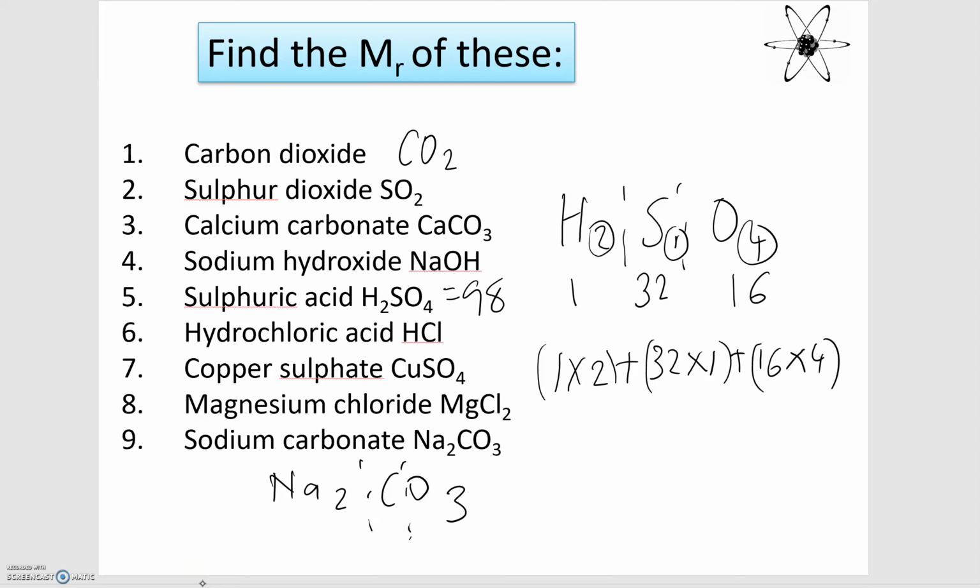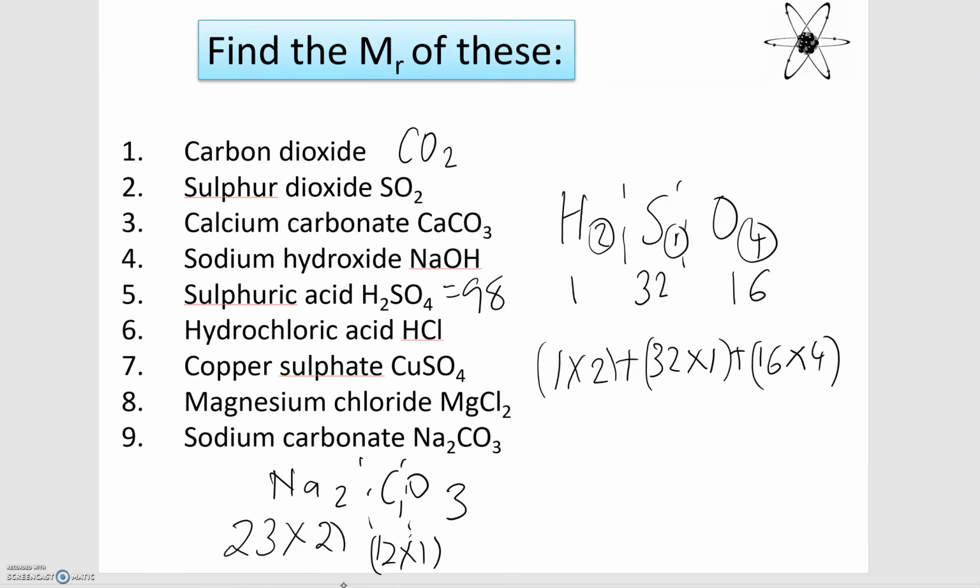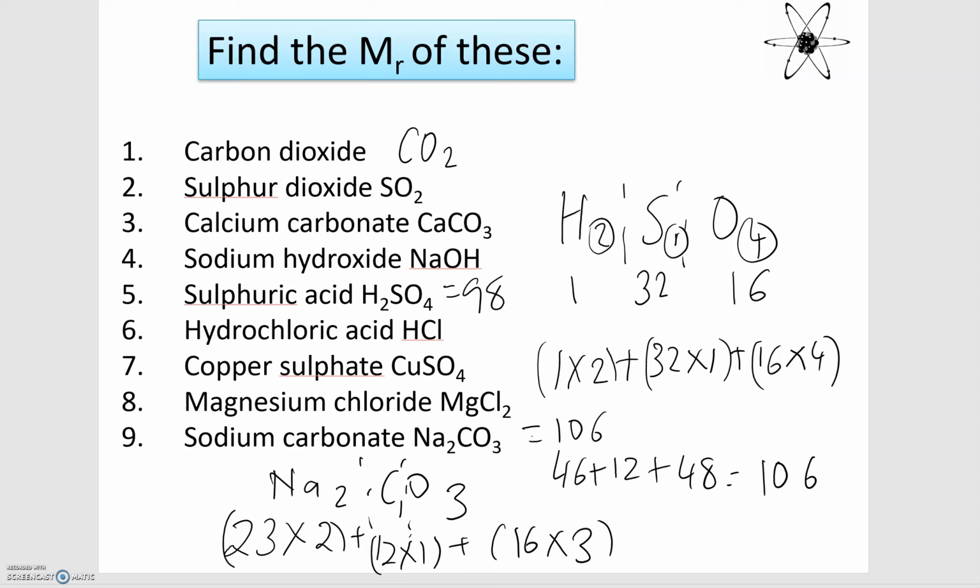So sodium is 23, which you'll see on your periodic table, times 2. Carbon is 12, so I'm going to do 12 times 1. Put them in brackets. And then finally, I've got 16 times 3. So 23 times 2 gives me 46, plus 12, plus 16 times 3, which is 48. If I add them up, I should get 106. So this is just a quick way of showing you how to do this calculation.